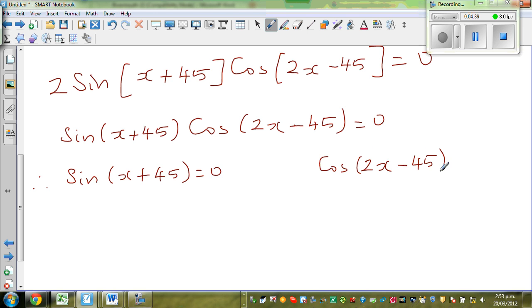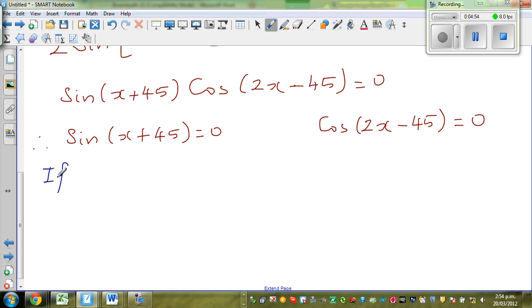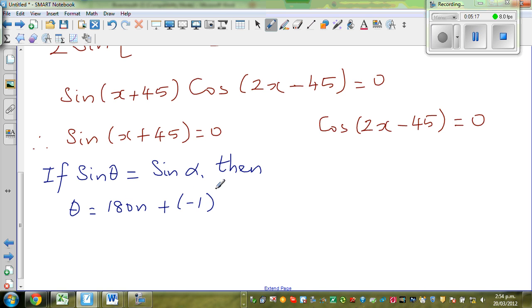Now we want to write the general solution. So let me write the general solution formula. If you look up in your formula sheet, there's a formula like this. So let me write the general formula for sine. If sine theta is equal to sine alpha, then, I'm writing this in degrees, theta is 180n plus minus 1 raised to n times alpha. Okay, so this is the formula.